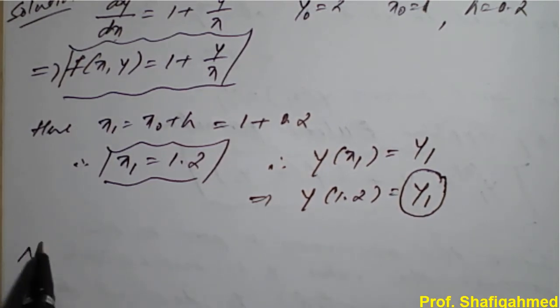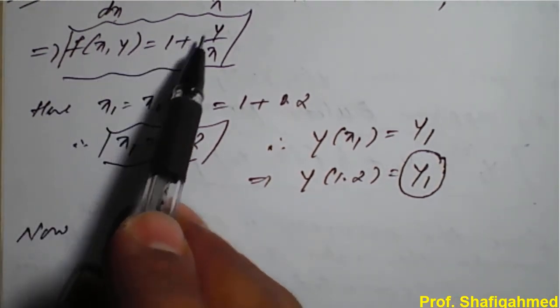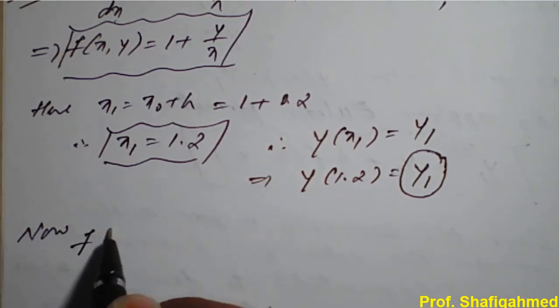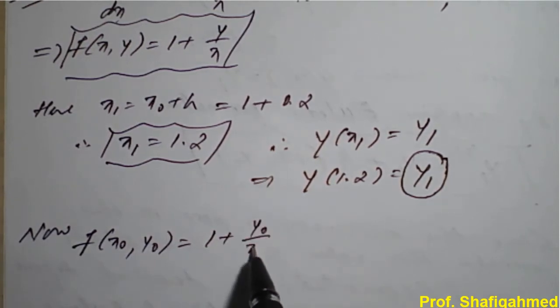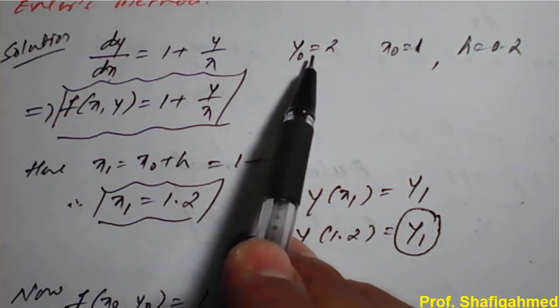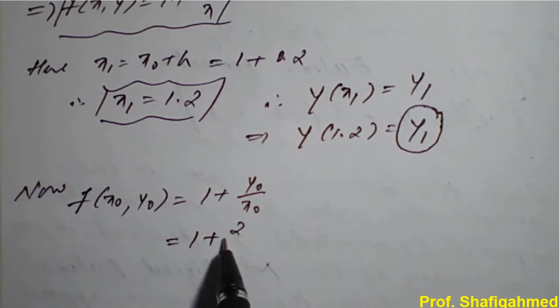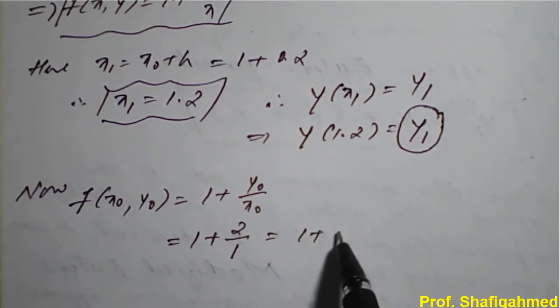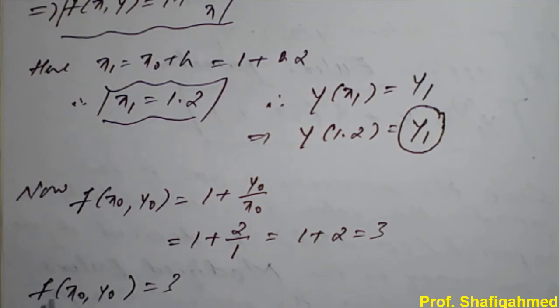So now we know that f(x, y) is 1 + y/x. Therefore f(x0, y0) is 1 + y0/x0. We know from the given question that the y0 value is 2 and the x0 value is 1. So 1 + 2 is 3. Therefore f(x0, y0) is 3.